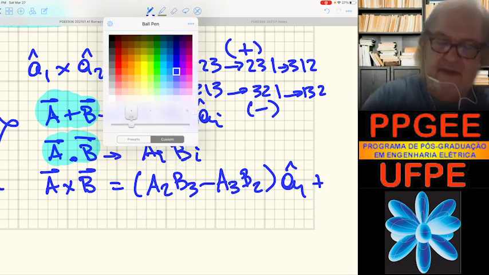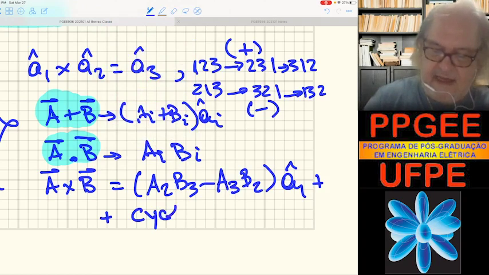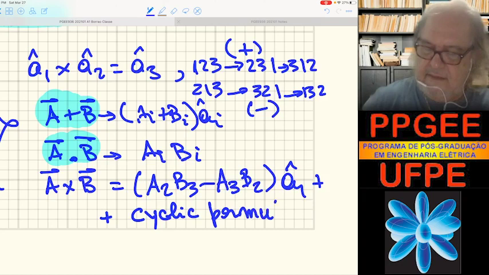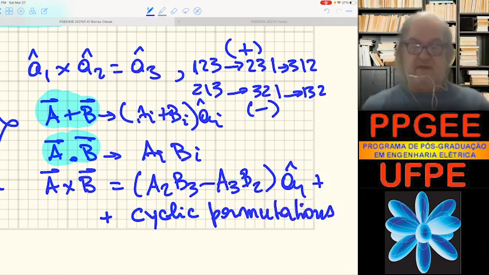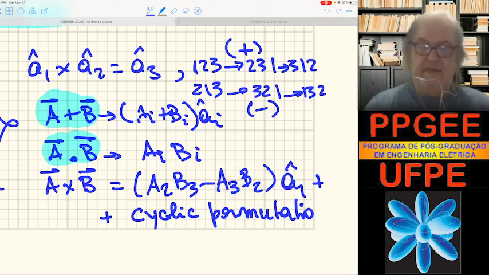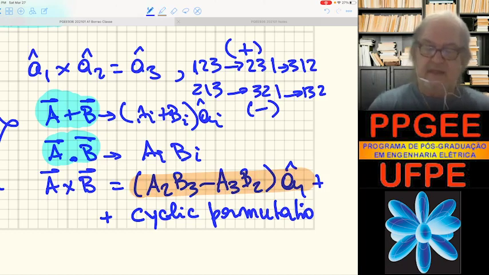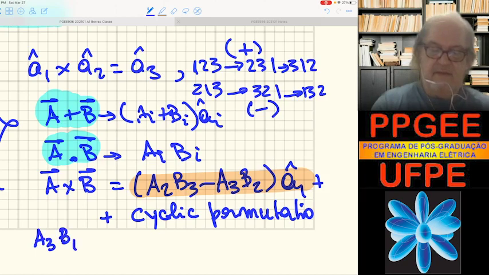Cyclic permutation, plus all the cyclic permutations. So each component of this vector product is going to have two terms each, like this. And you always follow the rule: in the original cyclic sequence, you have a positive. If you violate the sequence, you have negative. So it's only enough to know one term, and the other terms are very easy. Let's continue with the permutation. Let's go to 3 now. A3 B1, then 2, 3, 1, 3, 1, 2: A3 B1 minus A1 B3, a2.